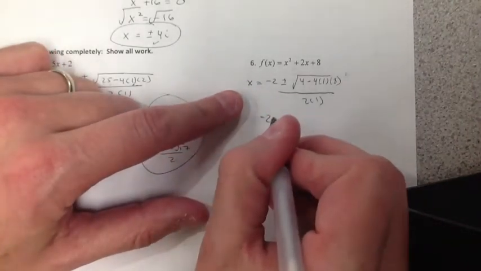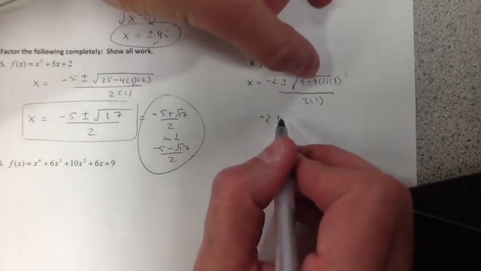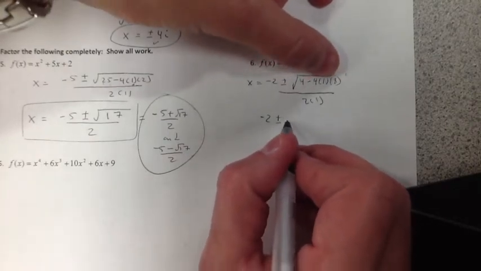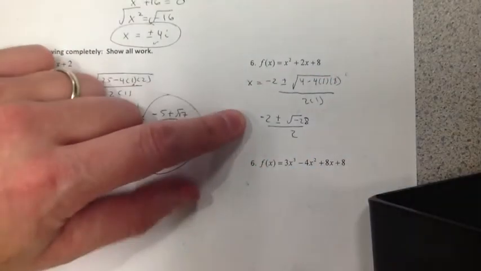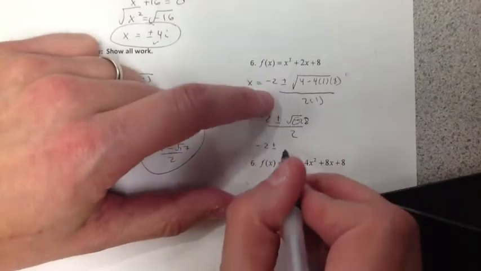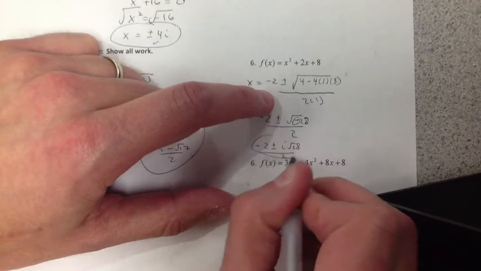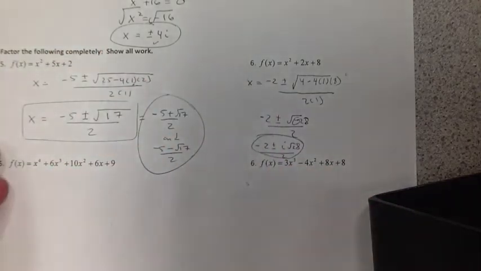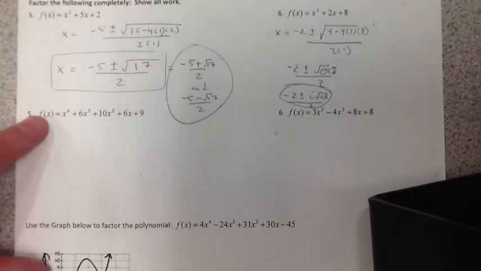Simplifying it, we get -2 plus or minus the square root of 4 minus 32, which is -28, over 2. And again, we get two answers, -2 plus or minus, but it's imaginary, i root 28 over 2. And those are our two answers. Very easy to do. All right, so let's take a look at number 3.